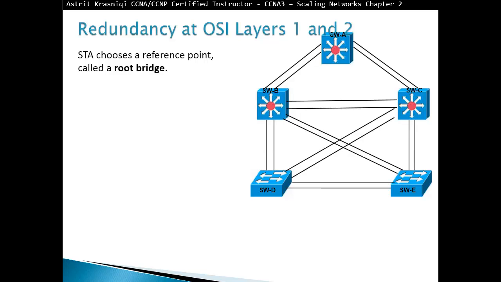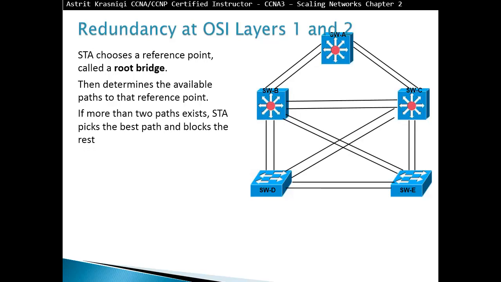So spanning tree chooses a reference point called a root bridge. One of these switches is going to be a root bridge. A root bridge is a reference point for our network, our topology. It then determines the available paths to that reference point. If more than one path exists, the spanning tree algorithm picks the best path and blocks the rest.